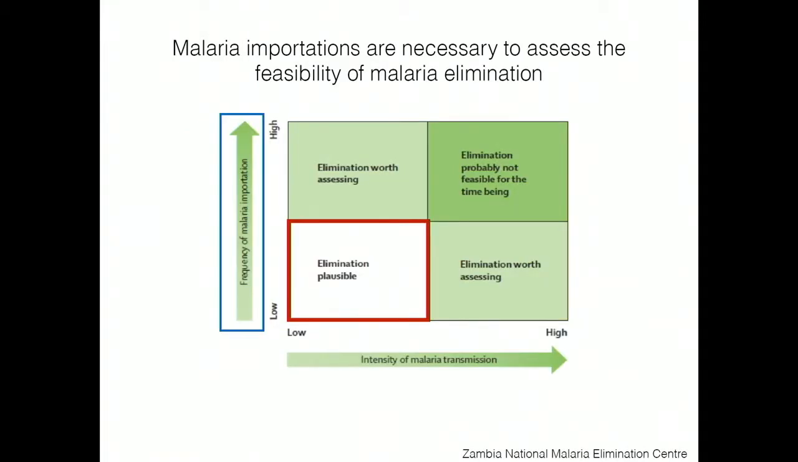And the reason you need to think about importations is that it becomes important when thinking about elimination, because elimination is really only going to be plausible in places where you're not at risk for constant reintroduction events. What those reintroduction events actually mean can vary depending on the setting, but you definitely need to start thinking not just about whether we are in a low transmission setting, but what's the risk that malaria may come back if we're able to control it, and if so, is that going to impact our elimination efforts?